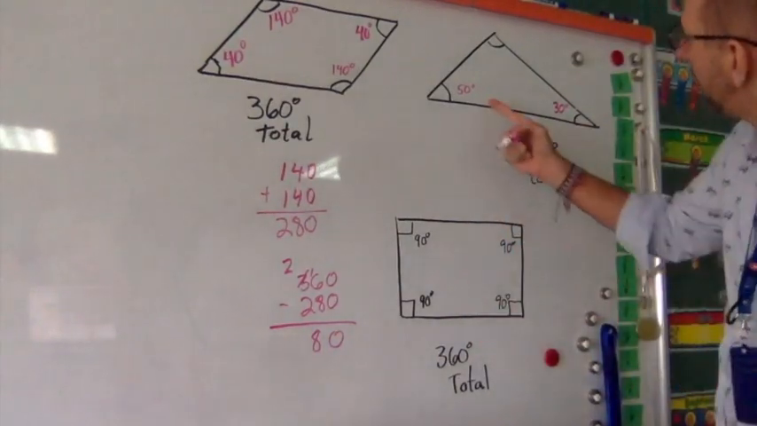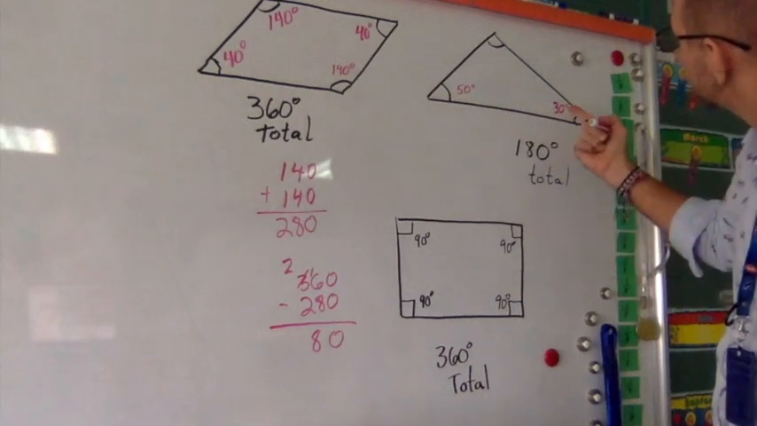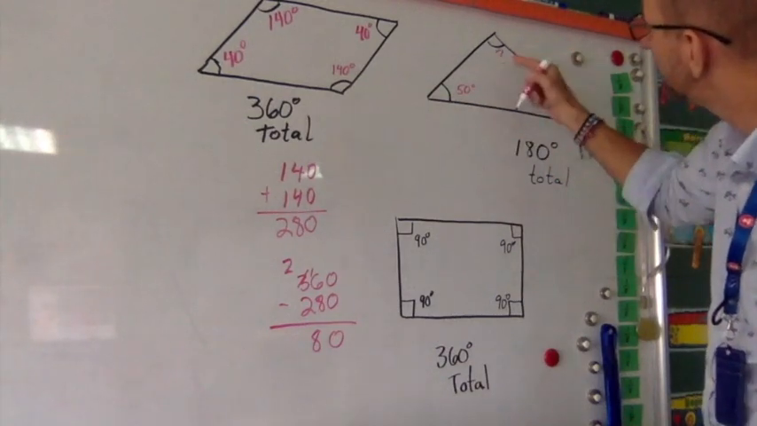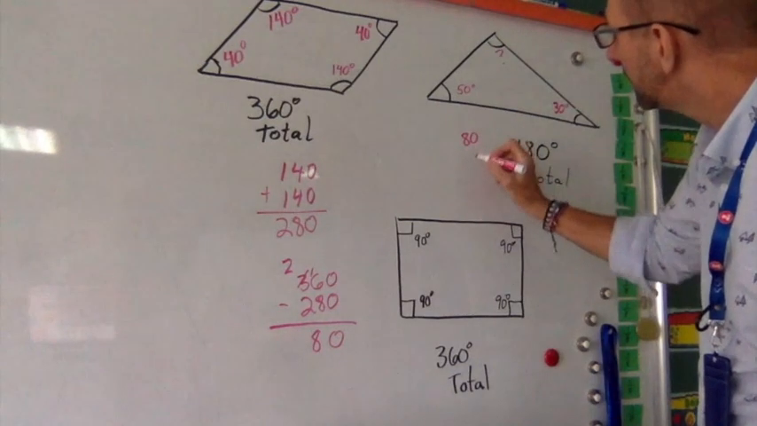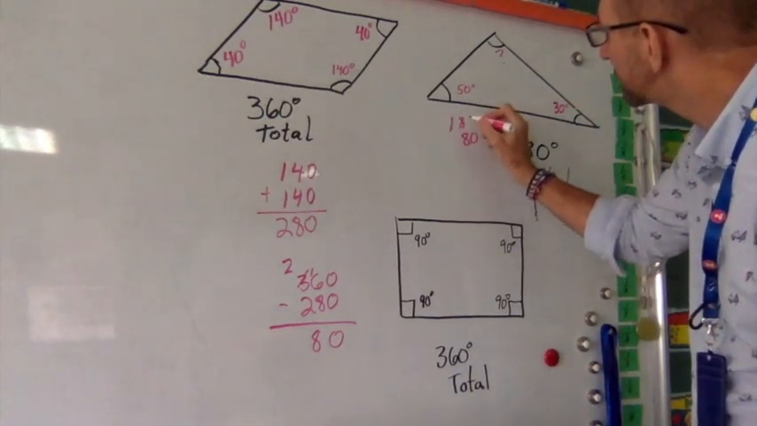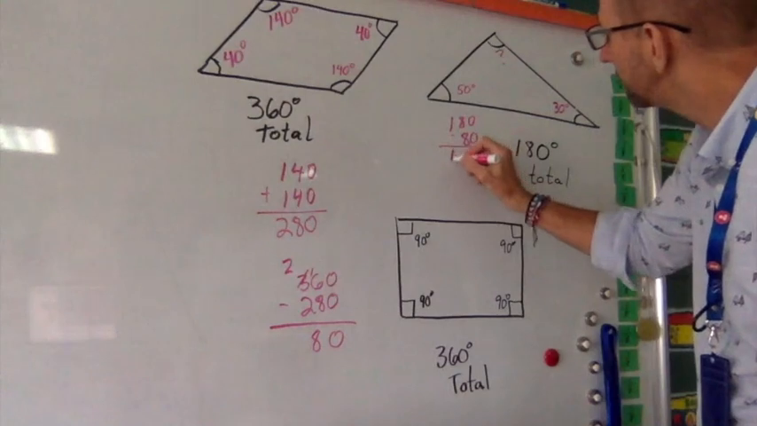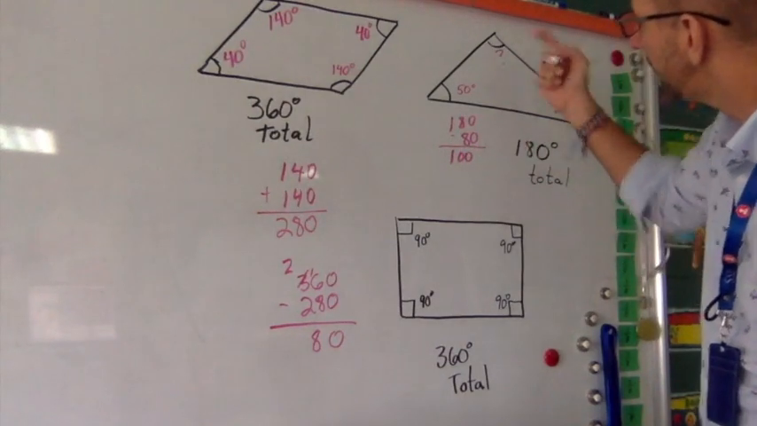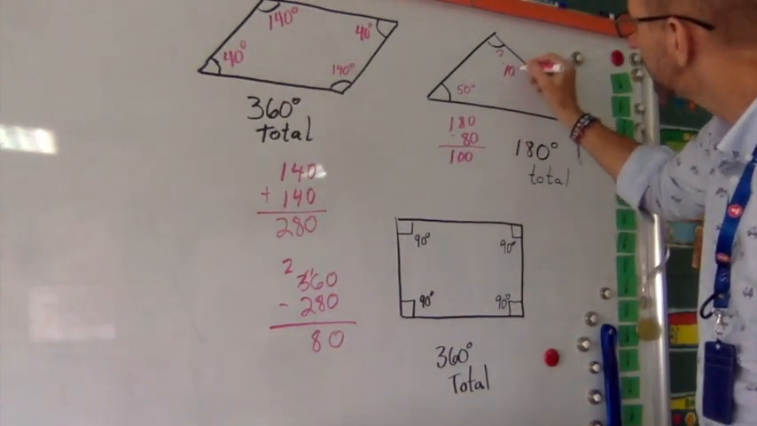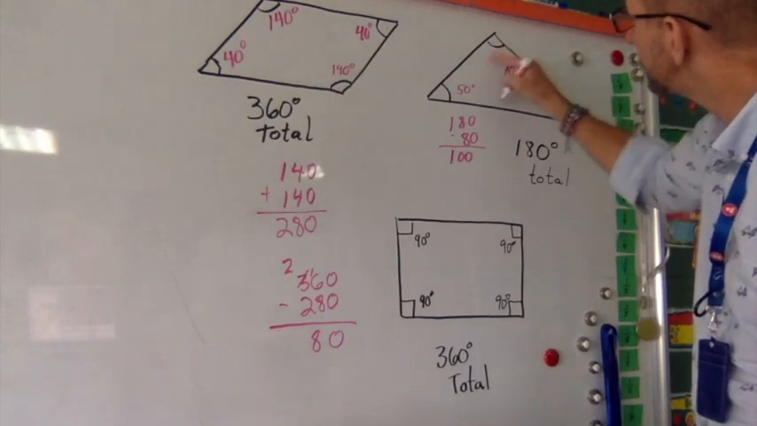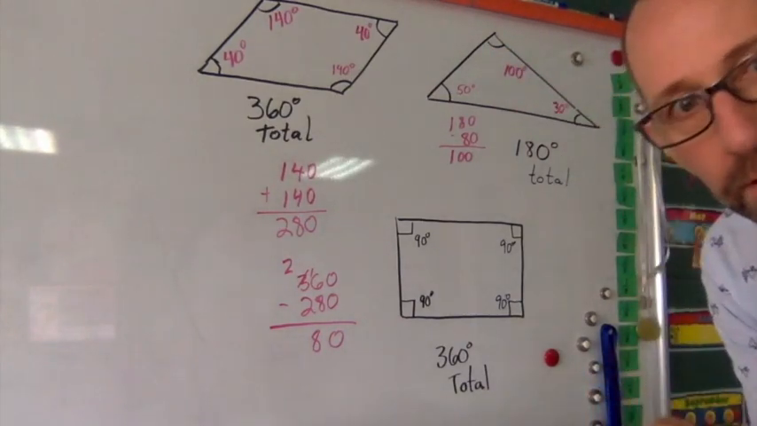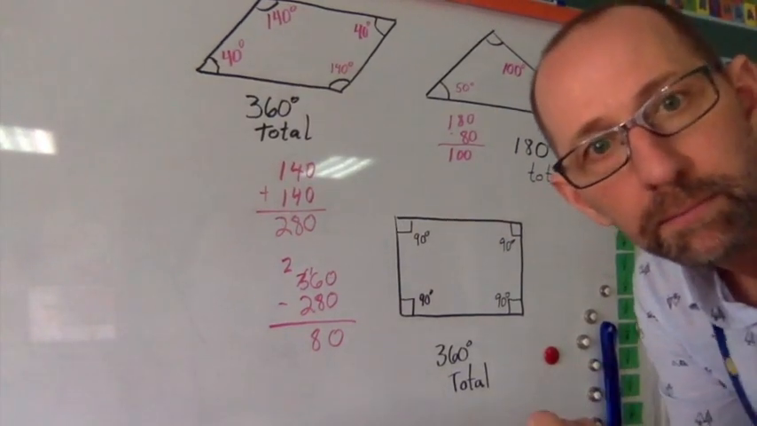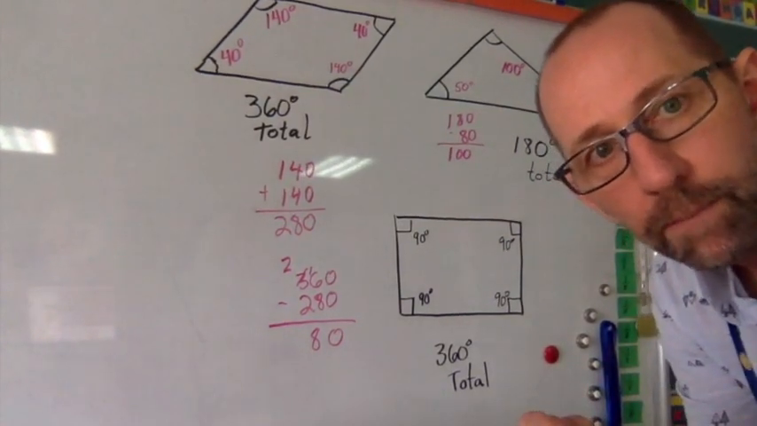So again, I know this one's 50 and I know this one's 30. This is my missing angle up here. Well, 50 plus 30 is 80. If I take that away from the total, then I'm left with the remaining angle, which is 100 degrees. So the missing angle is 100. Now, if you weren't able to do the triangle problem on slide 4, you can go back and do it now.